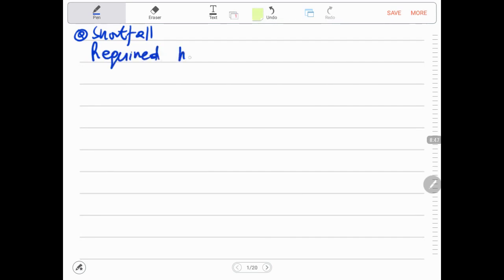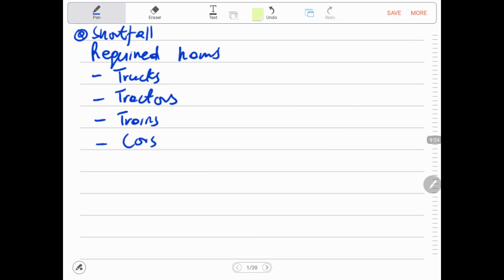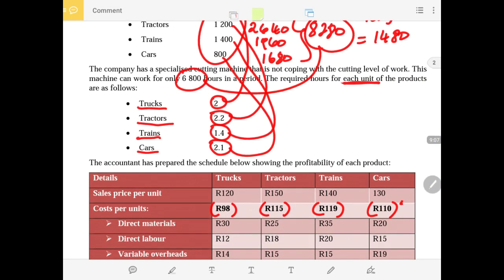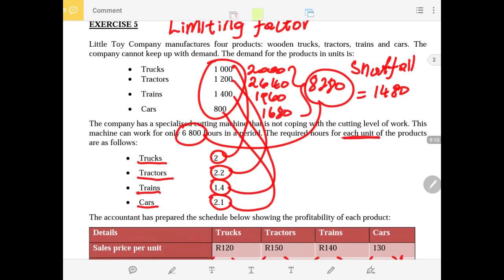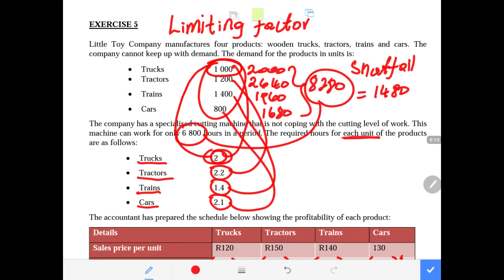We have the required hours, and we have the 4 products, which is trucks, then we have tractors, then we have trains, then after we have cars. Let me just confirm the order. Trucks, tractors, trains, and cars. What are the hours that are required for each? It is the number of units that we have, multiplied by the required hours per unit, or the hours it takes to complete 1 unit. And you can see that is 2,000, 2,640, 1,960, and 1,680.